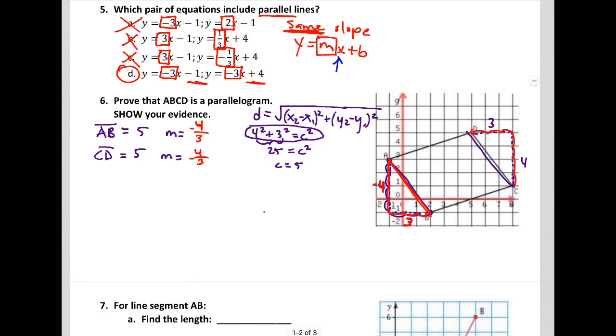So now we also have to handle the other sides, which are AD and CB or BC. I'm going to name it BC. Alright, so we need to find those distances or those lengths. Once again, I'm going to choose to use the Pythagorean theorem since it's on a grid, and it's pretty simple and straightforward on a grid.